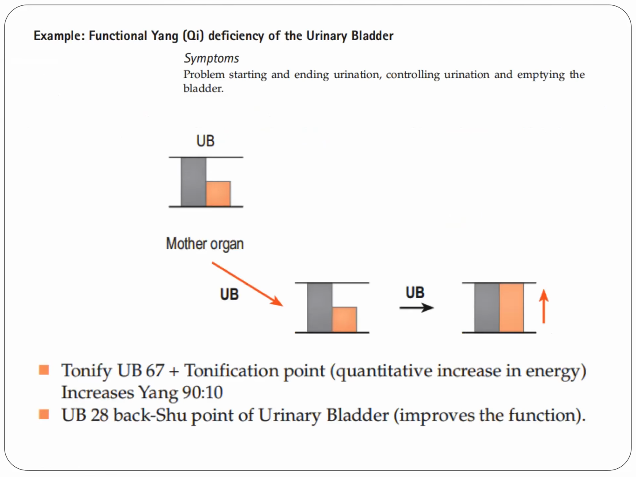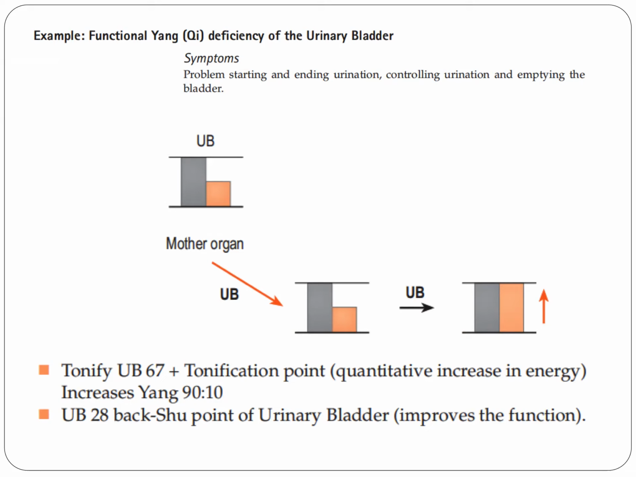Another example, when you have functional yang or functional qi deficiency of the urinary bladder. Symptoms: problems starting and ending urination, controlling urination, and emptying the bladder. So we tonify bladder 67, plus the tonification point. So there would be a quantitative increase in energy.